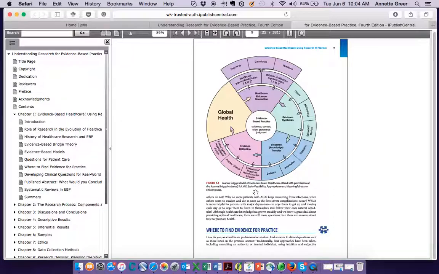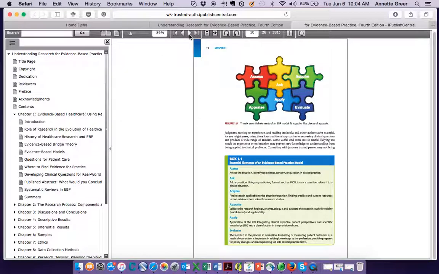Here's the global health model. Just different. The 6 essentials of the evidence-based model: assess, ask, acquire, appraise, apply, and evaluate. And here it tells you how they go about doing that, okay?